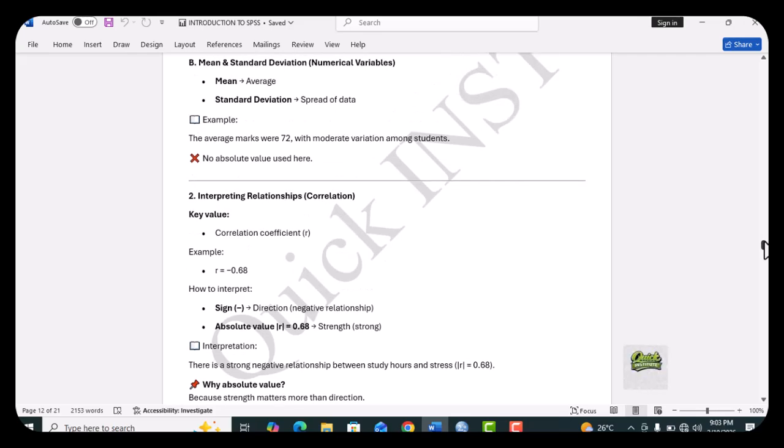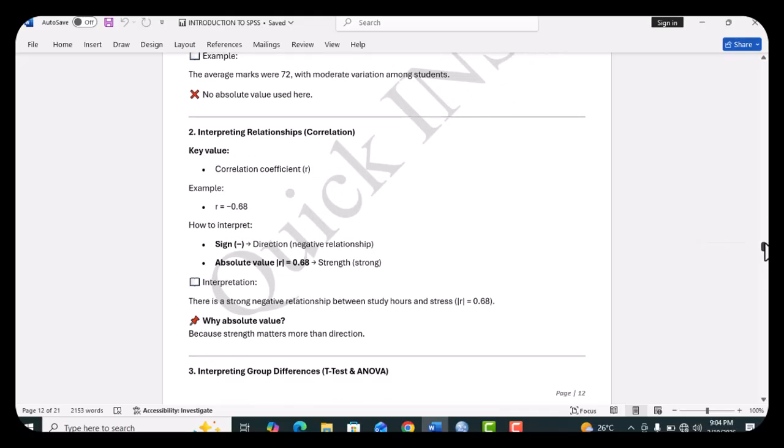So, interpreting relationship: correlation. What's correlation? Correlation is the measure of the strength and direction of the linear relationship between two variables. Like, okay, we are dealing with the measure of correlation between the total mark and maybe the gender. Let's do it that way. So we said it is the measure of strength and direction.